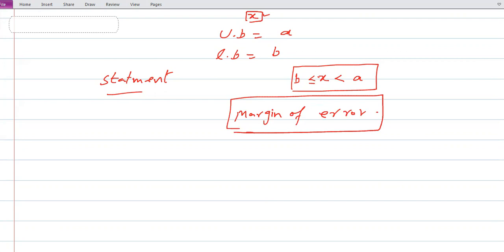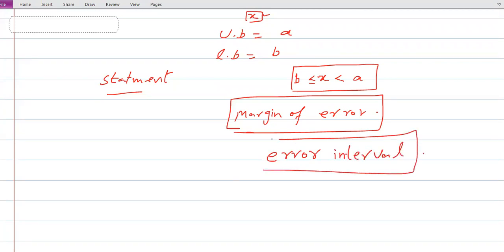For example, I'm going to take a question here. Let me start with that question. Just give me one second to upload the file. Margin of error or error interval. Sometimes another word is used: error interval. This is error interval, okay?